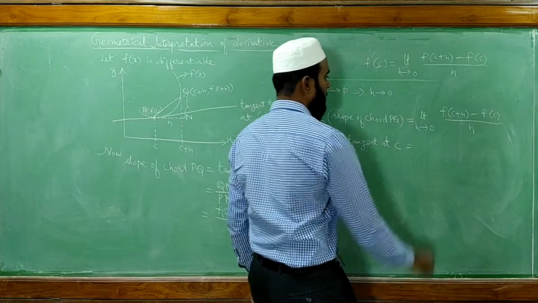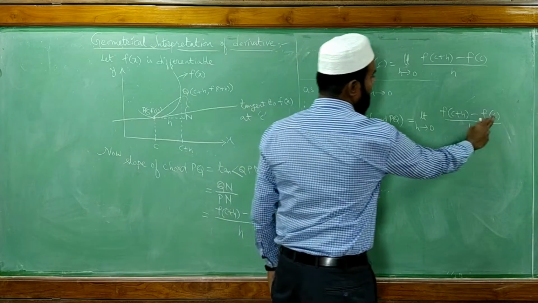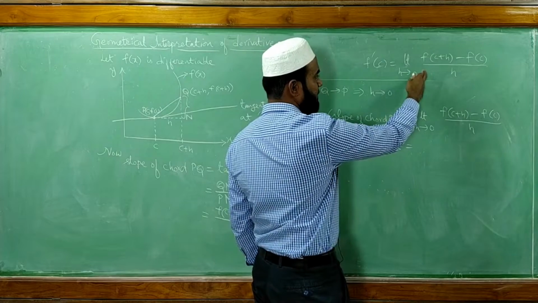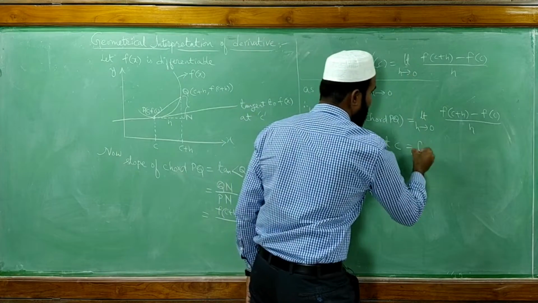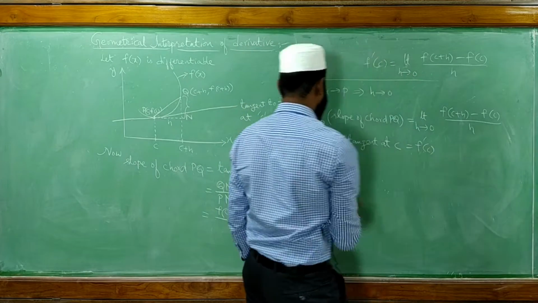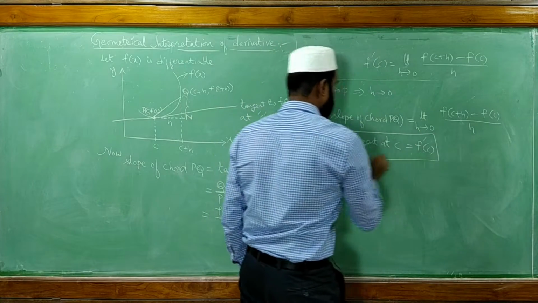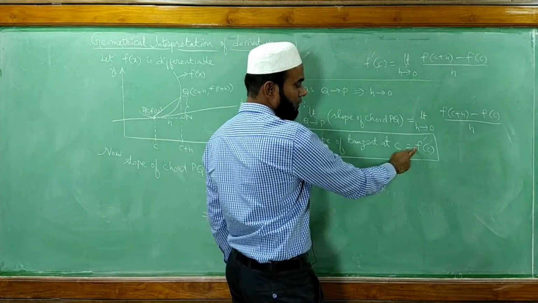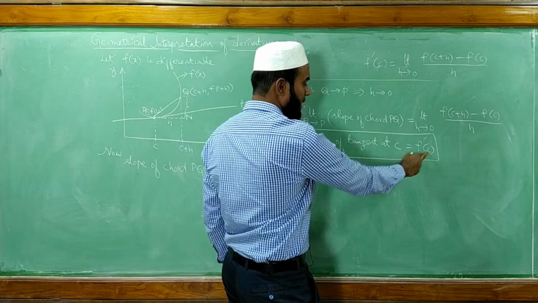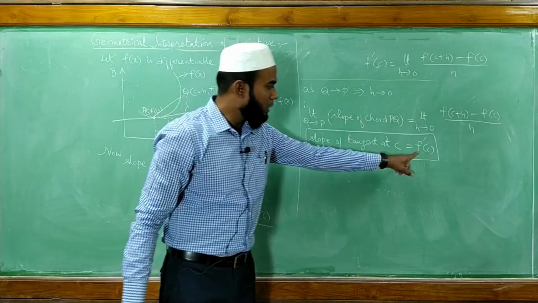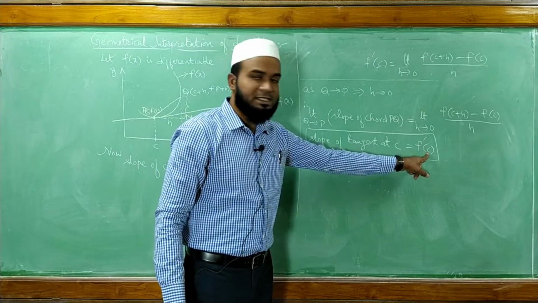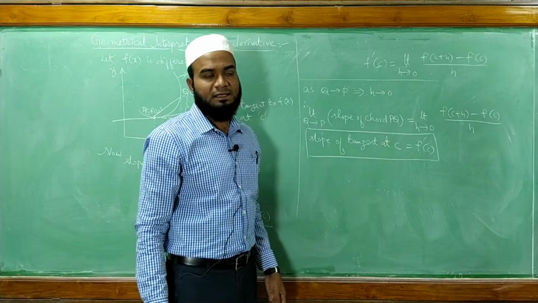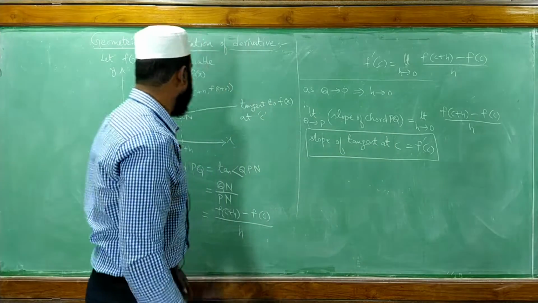This is equal to limit h goes to 0, f of c plus h minus f of c by h, which, according to the definition we have seen previously, is nothing but f dash of c. So geometrically, the derivative of the function f at the point c is nothing but the slope of the tangent drawn at the point c. Geometrically, what is the meaning of derivative?